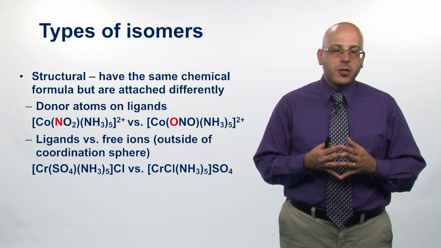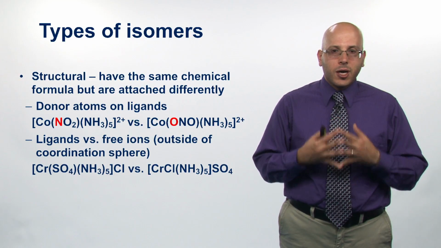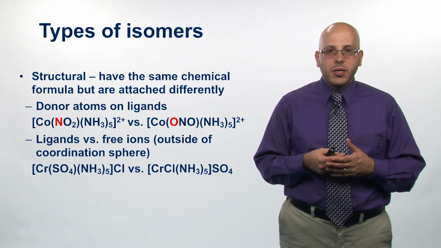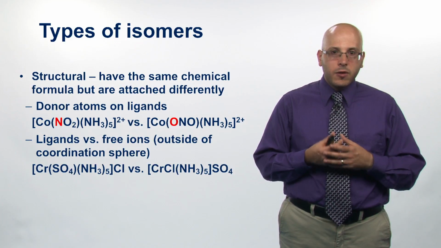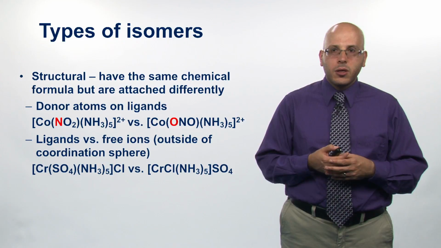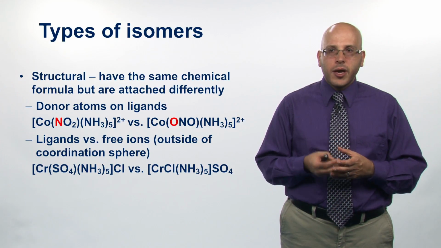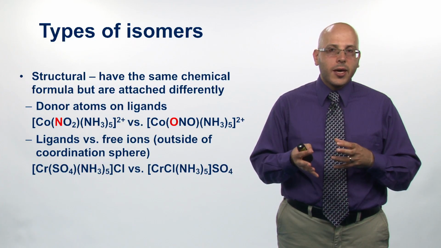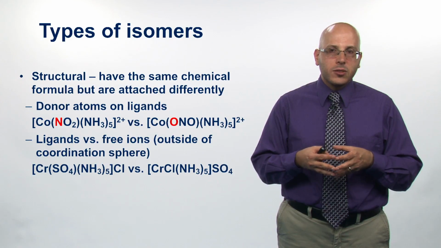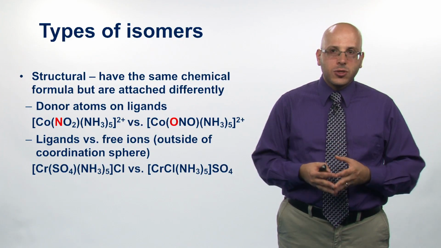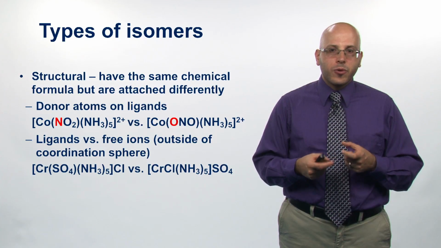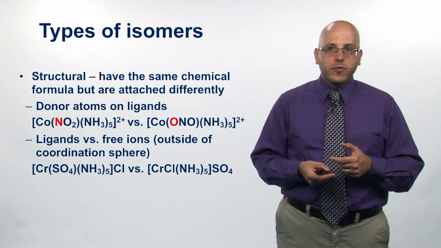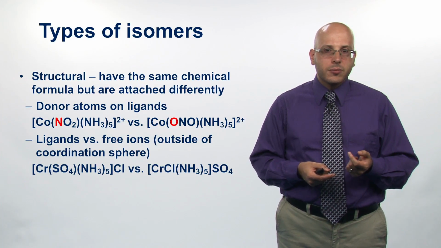One example would be in coordination chemistry or complex ions, the donor atoms that are on a ligand. For example, pentaammine nitrito-N cobalt(III) versus pentaammine nitrito-O cobalt(III). The atoms that are highlighted here in red are the atoms that are actually forming this coordinate covalent bond between the ligand and the central atom, or in this case, the central metal ion. In the first case, the nitrogen of the nitrito group is forming a coordinate covalent bond to the cobalt, whereas in the second example, one of the oxygens of the nitrito group is forming that coordinate covalent bond to the cobalt ion.